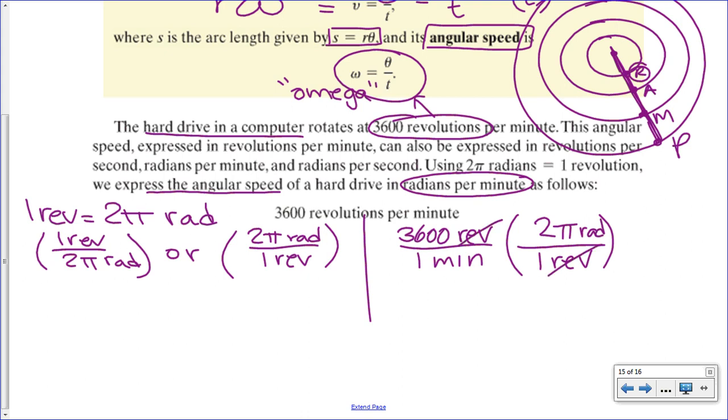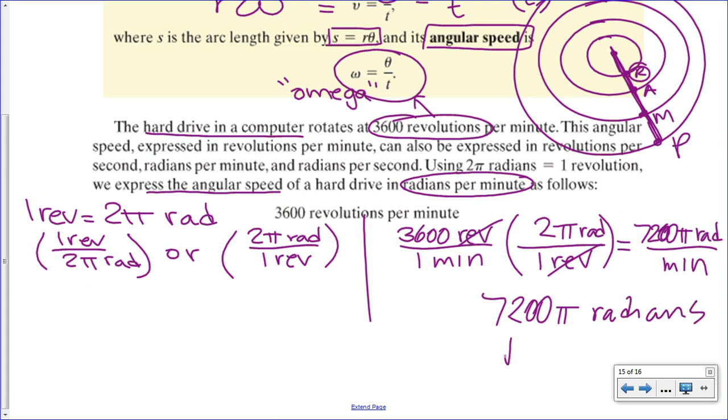So we cancel revolutions. And we have 3,600. Oh, I'm sorry, not 3,600. What is 2 times 3,600? 7,200 pi radians per minute. So the disk, the hard drive, is rotating at 3,600 revolutions per minute. Translated into radians, that means 7,200 pi radians per minute.